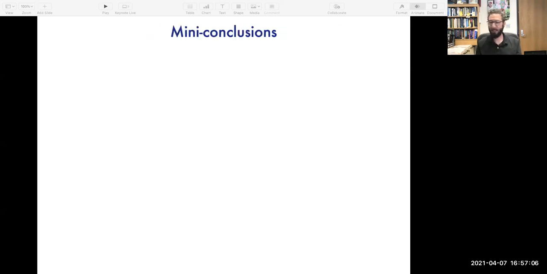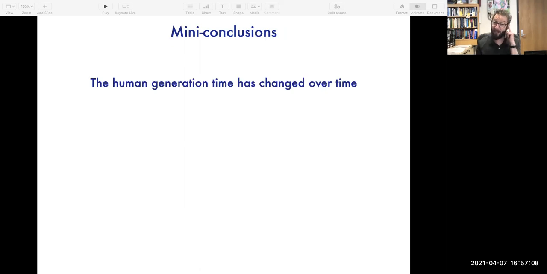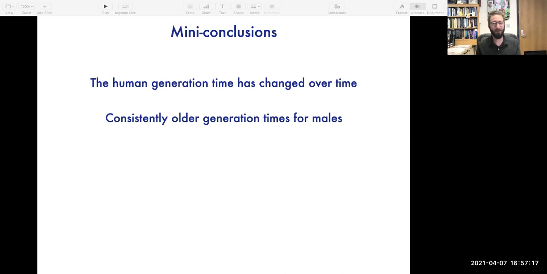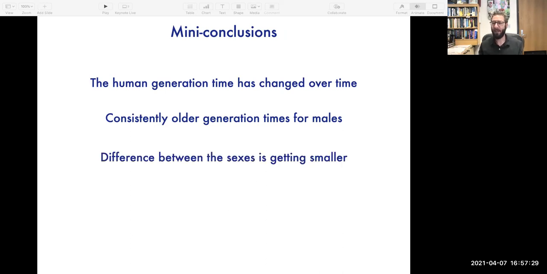Okay, so just the conclusions of that part: the human generation time has changed over time, according to our data, but not too much. It's a relatively slight change. Consistently older generation times for males, which is also consistent with the biology of males and females. Males can have kids until they're 60, 70, whatever. And so that's going to really upwardly bias the average generation time for them. And in general, the difference between the sexes is getting smaller as we get towards the more recent present.